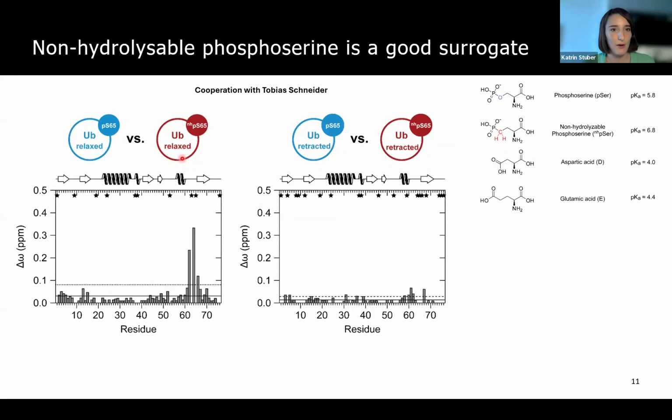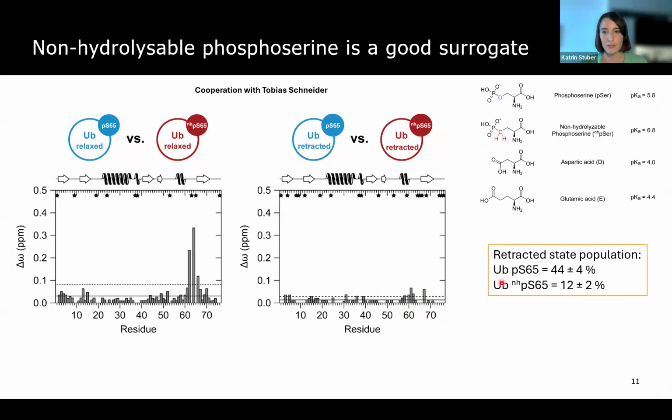And if we compare NMR structures of the natural phosphorylation to the non-hydrolyzable phosphorylation in the relaxed state, we only see some variants here around serine 65, whereas if we compare the retracted state of the natural phosphorylation and the non-hydrolyzable phosphorylation, they are really super similar. So they resemble each other very well.